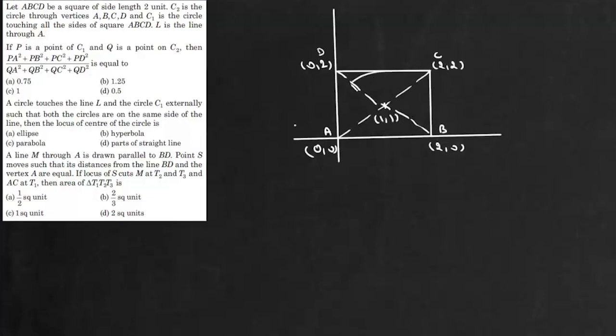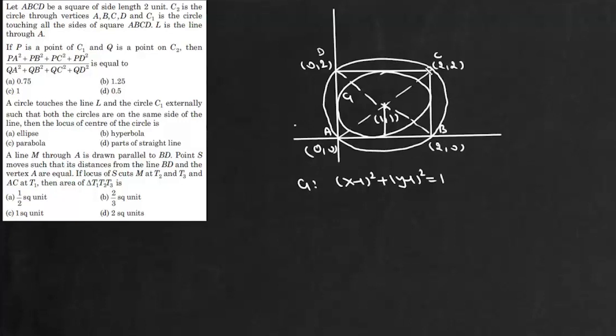Then we have this circle which touches all the four sides, and that's your circle C1. Now for C1, the radius is 1 unit. So this C1 is (x minus 1) square plus (y minus 1) square equals 1. And C2 is a circle which passes through all the four vertices. Now for C2, the radius is root 2. So the equation of C2 is (x minus 1) square plus (y minus 1) square equals 2.